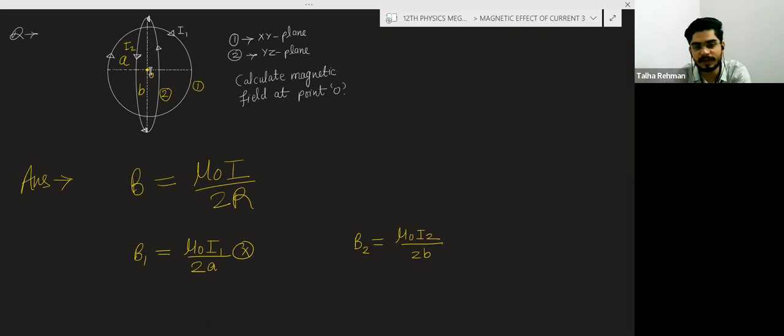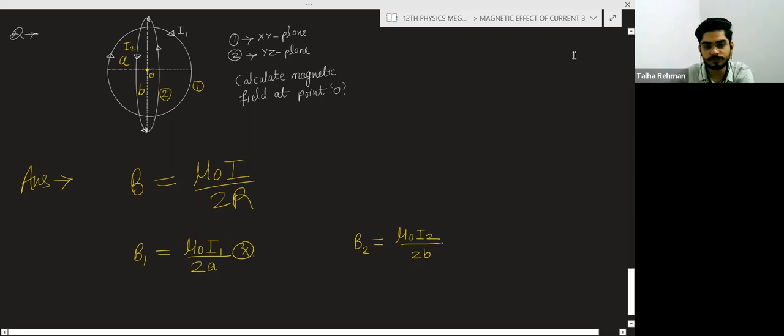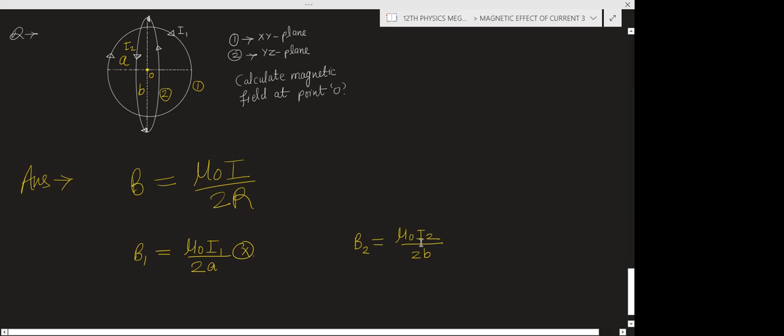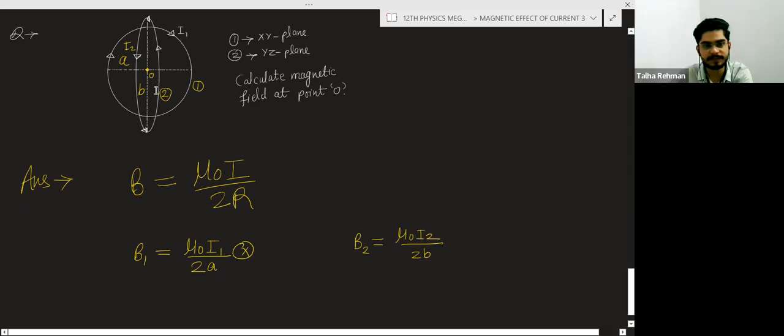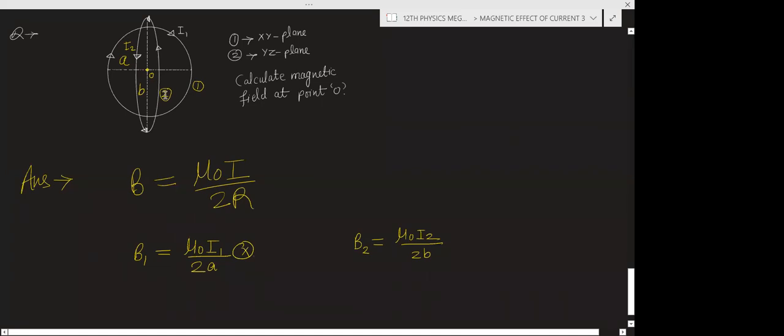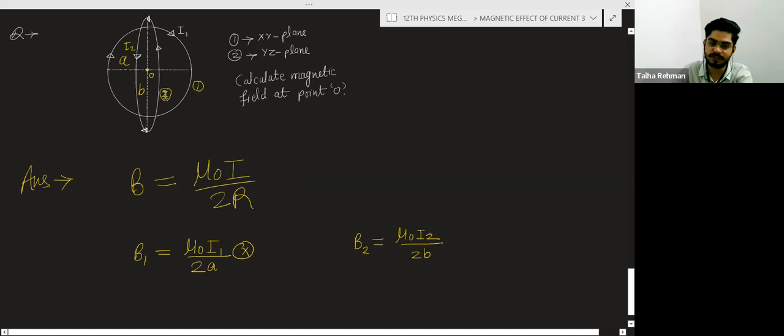Just curl your finger along the sense of current and tell me the direction of your thumb. The direction of your thumb will tell the direction of magnetic field for this V2. Second wire, yeah, this second wire. It will be along X axis and yeah, positive. Yeah, this time correct. Positive Z axis. Very good.